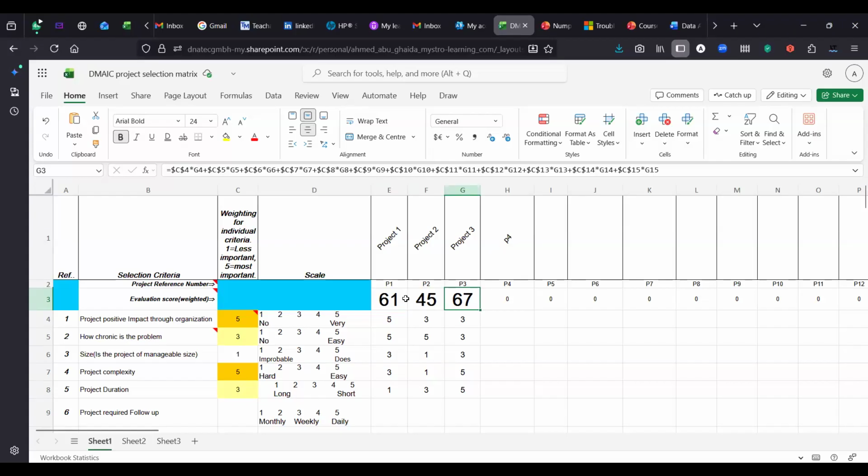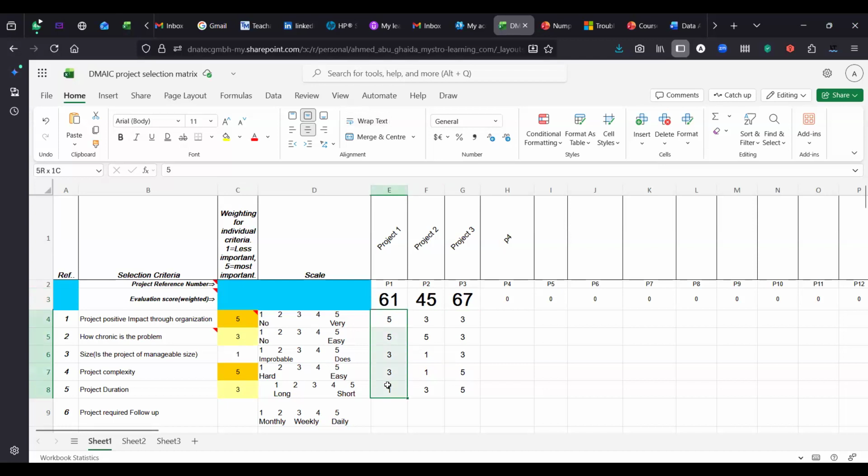So those numbers simply represent the core of the matrix, weight and rate. It means you are multiplying weight by rate. You're multiplying for each project, for each criteria, the weight times the rate, plus weight times the rate, all the way down until the last row. This is how the matrix will calculate these numbers.